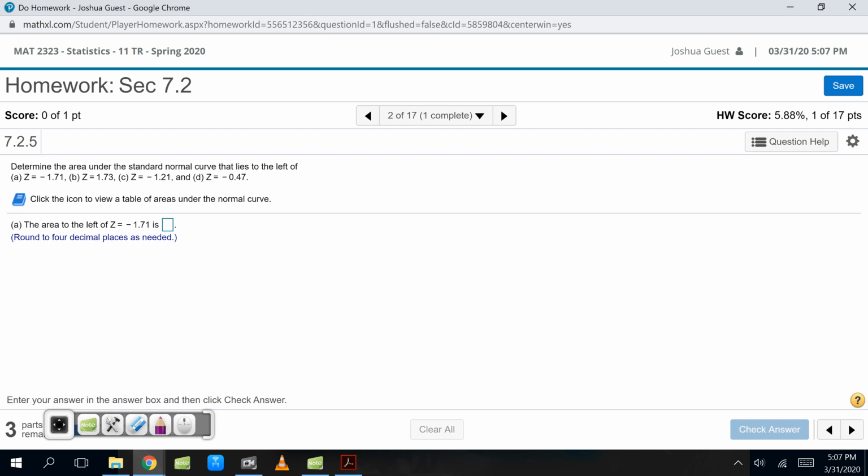Determine the area under the standard normal curve that lies to the left of negative 1.71, 1.73, and negative. So that's literally looking up these z-scores. Look up this z-score and then fill in the proportion right here. That's all that means. So I gave you the table. We can go look at it.